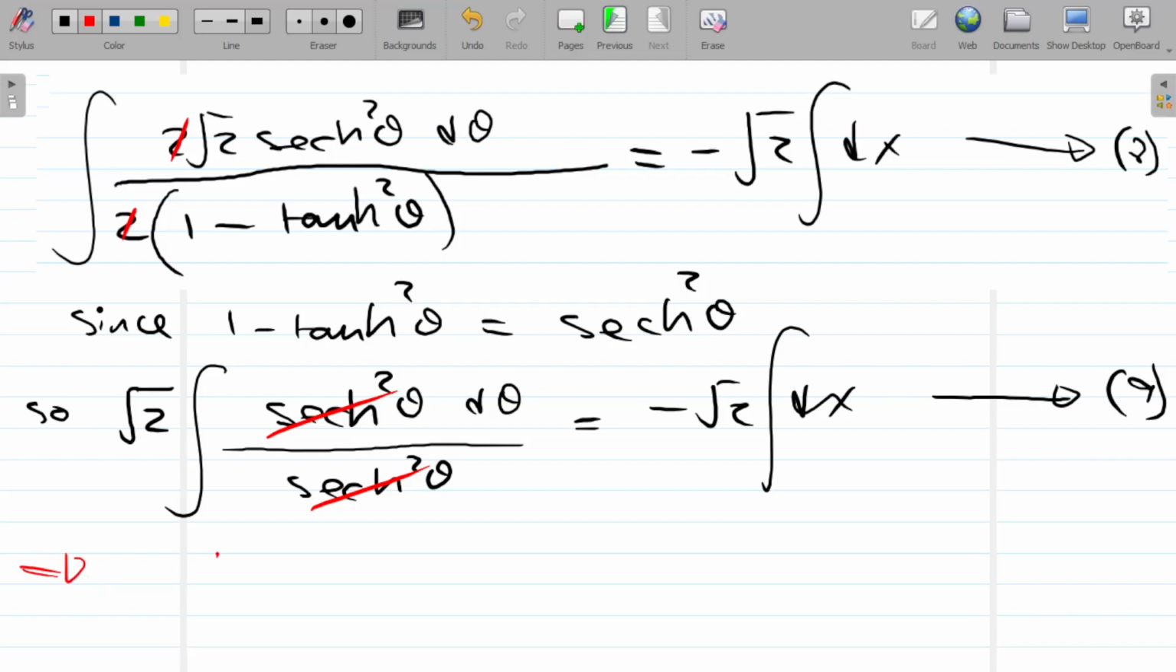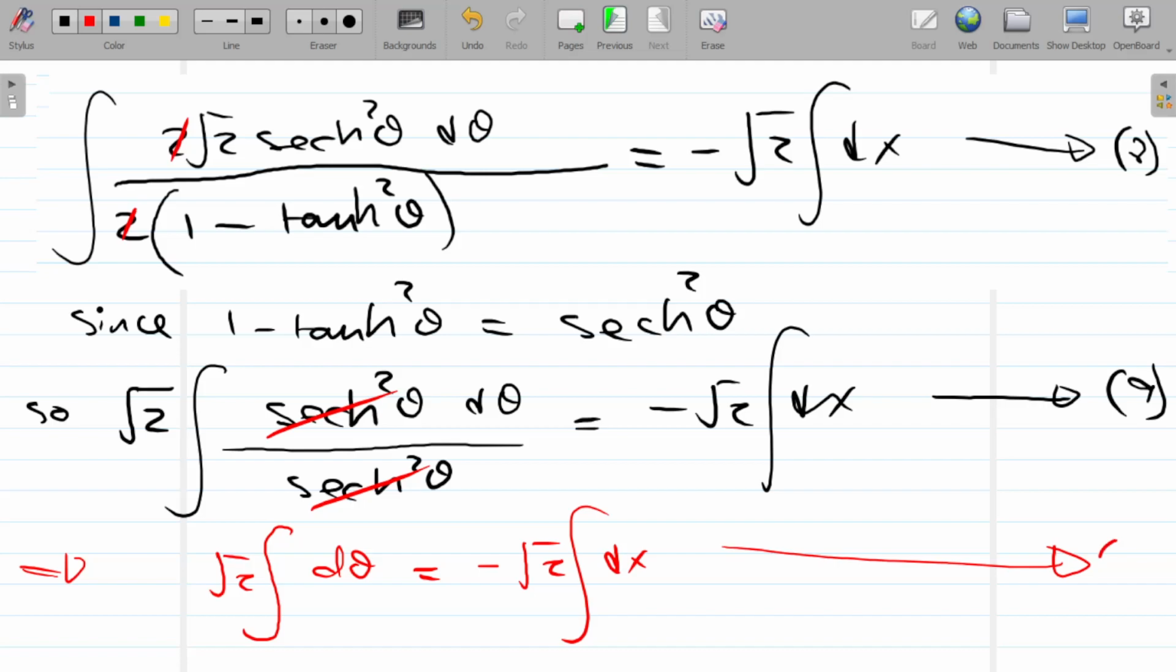is root 2 times the integral. I'm not doing these integral signs very well, am I? Right, integral of d theta equals minus root 2 times the integral of dx. And we'll call that equation 10. Right. So that's actually quite a simple integral, isn't it?